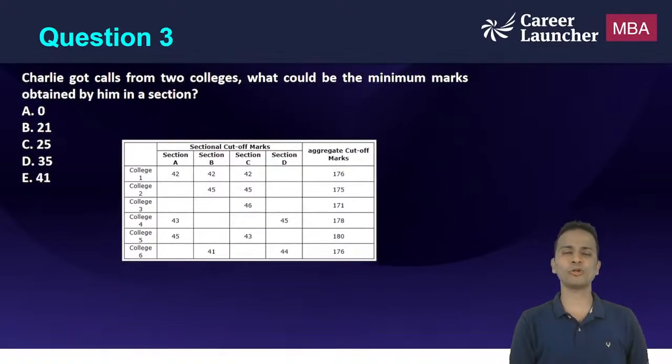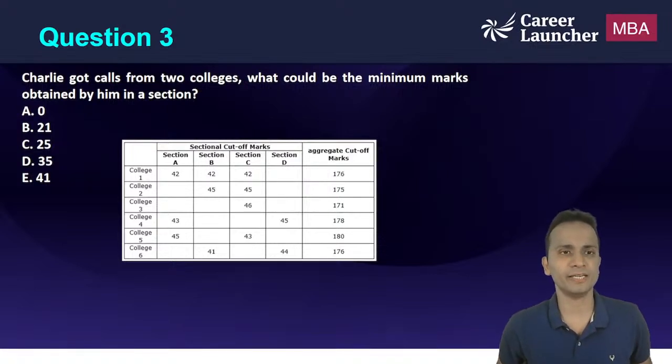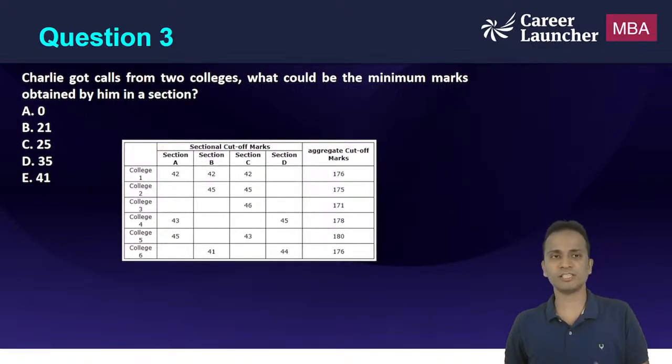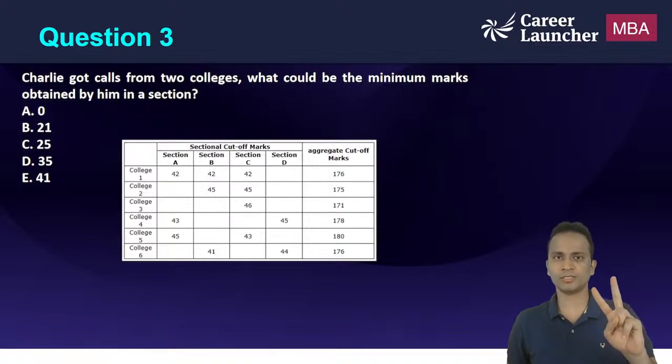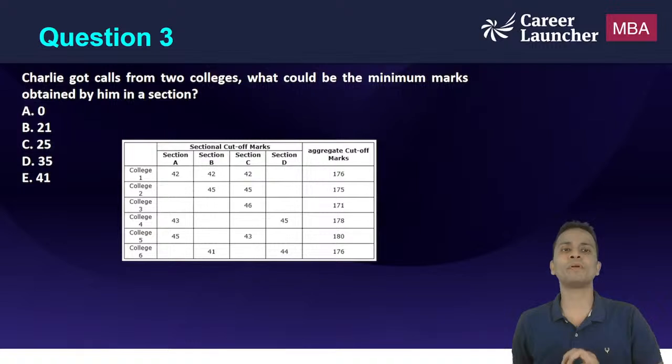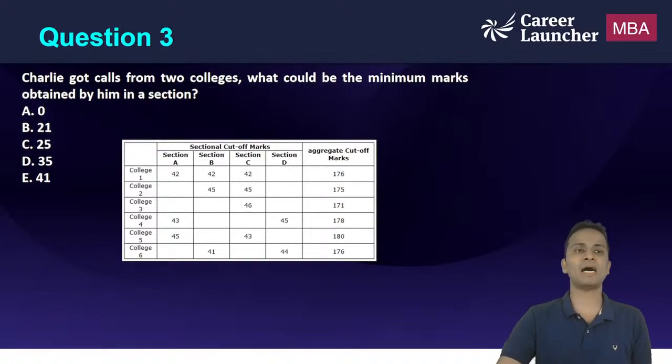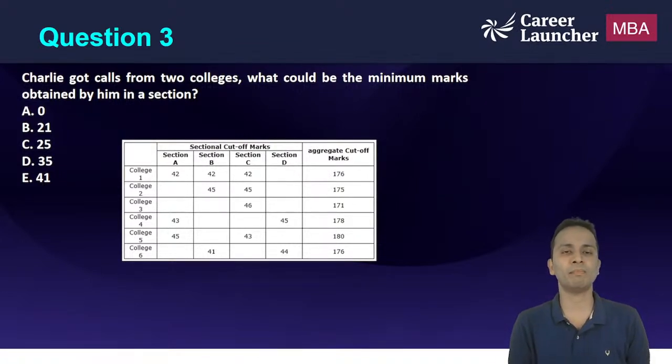Let's look at one more question and we will call it a day. Okay, we'll stop after this one. So Charlie got calls from 2 colleges. दो ही colleges से call आया है. What could be the minimum marks obtained by him in a section? किसी भी एक section में minimum marks. So Charlie got calls from 2 colleges. What could be the minimum marks obtained by him in a particular section?